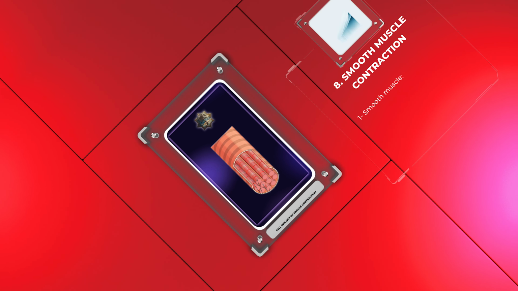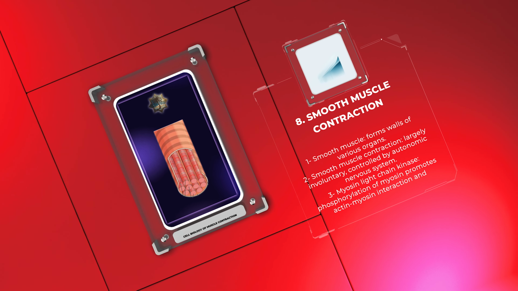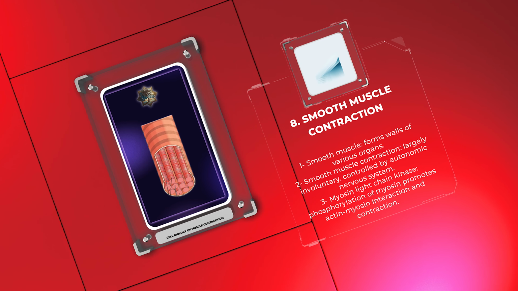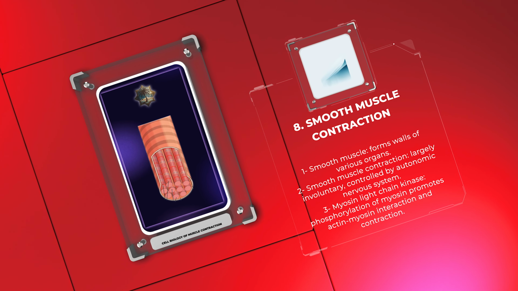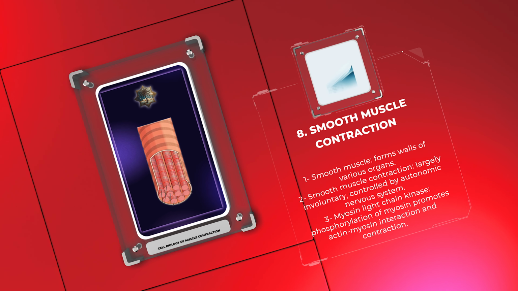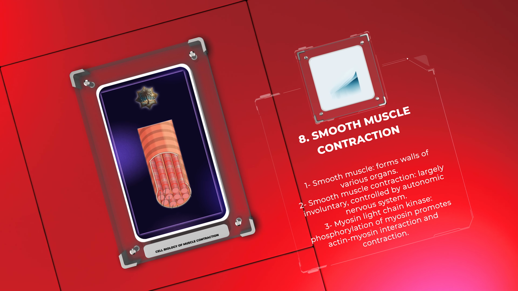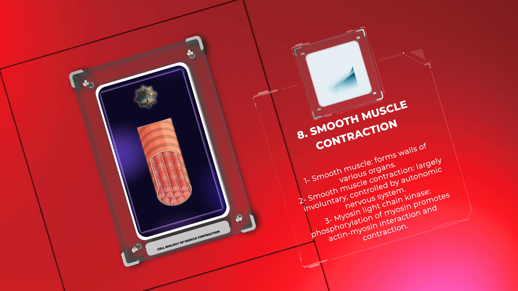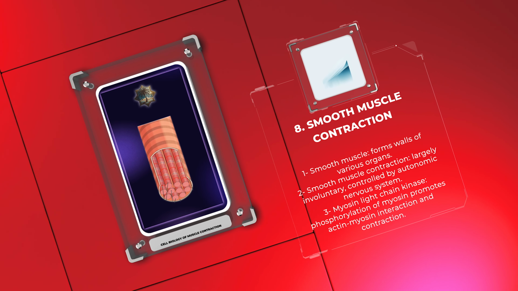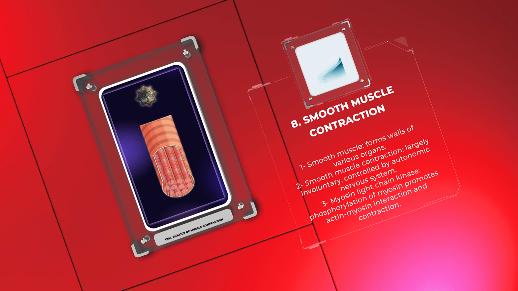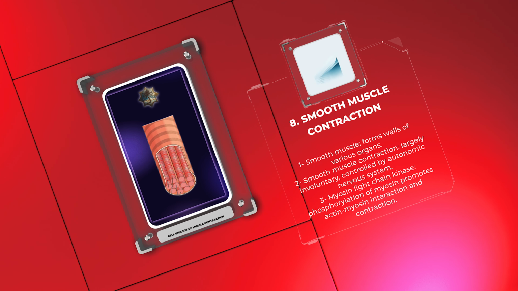Smooth muscle forms the walls of various organs, including blood vessels, the gastrointestinal tract, and the respiratory system. Unlike skeletal muscle, smooth muscle contraction is largely involuntary and is controlled by the autonomic nervous system. The mechanism of smooth muscle contraction involves the phosphorylation of myosin by the enzyme myosin light chain kinase, which promotes actin-myosin interaction and subsequent contraction.